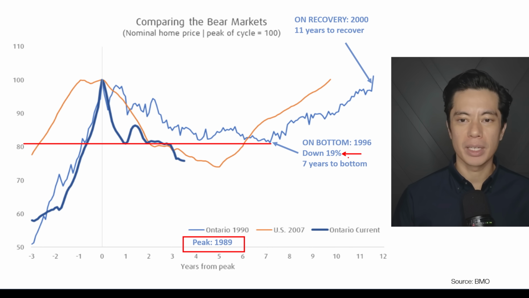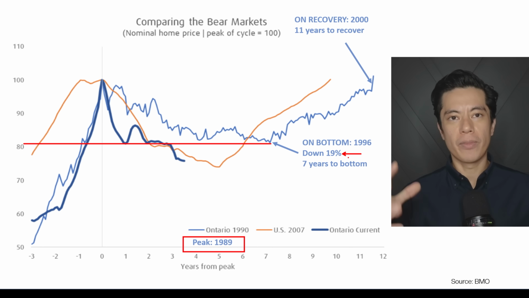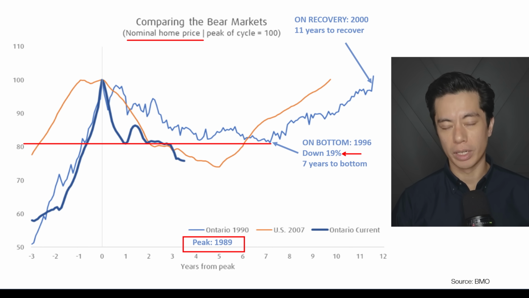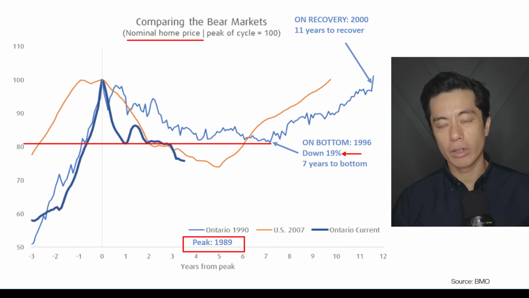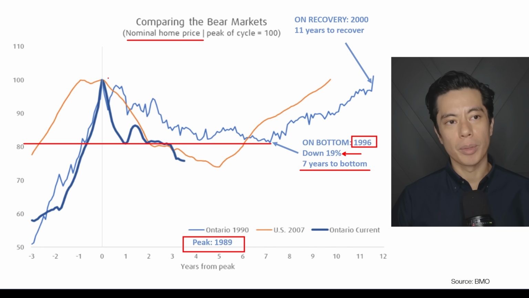That's mainly because some people use averages, some people use nominal, which is the actual dollar amount, and some people use inflation adjusted. But to keep things consistent, I'm just using nominal, the same as what BMO is using here. So for the Ontario 1990s crash, it bottomed in 1996, and it fell 19%. Now here's the kicker. It took 7 years from the peak pricing to get to the bottom.